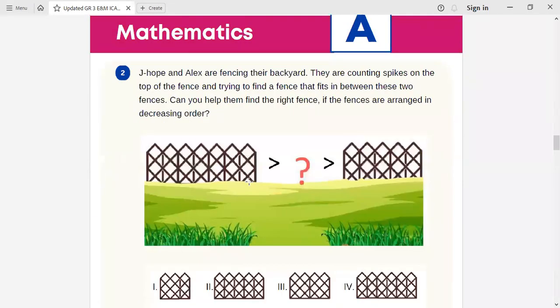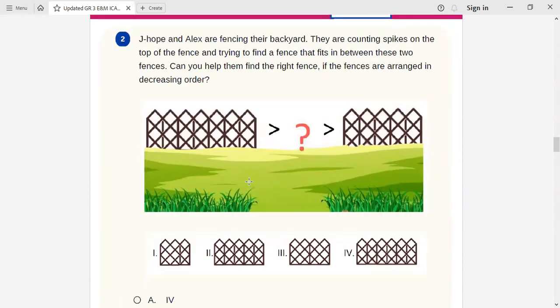It says, J-Hope and Alex are fencing their backyard. They are counting spikes on the top of the fence and trying to find a fence that fits in between these two fences. Can you help them find the right fence if the fences are arranged in decreasing order? Now, key information here is that the fence is arranged in decreasing order. That means I go from a higher number of spikes to a lower number of spikes.